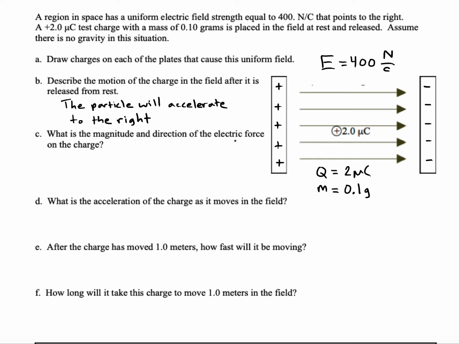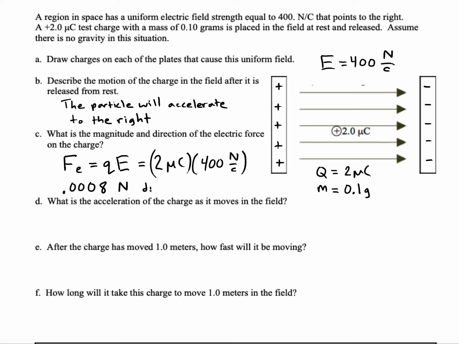What is the magnitude and direction of the electric force on this charge? For that, we're going to use the formula Fe equals QE. Okay, so we've got 2 microcoulombs times our 400 newtons per coulomb, 0.0008 newtons directed to the right.